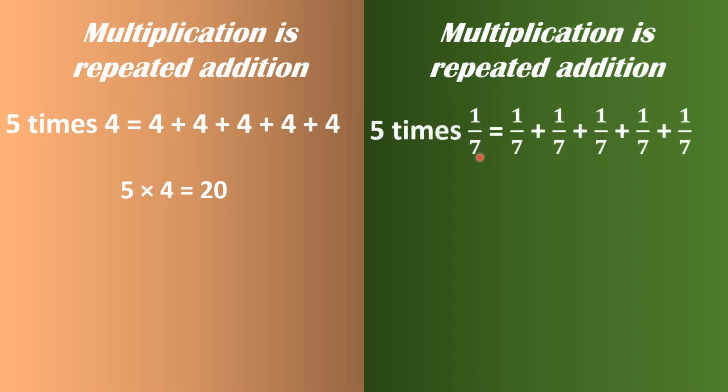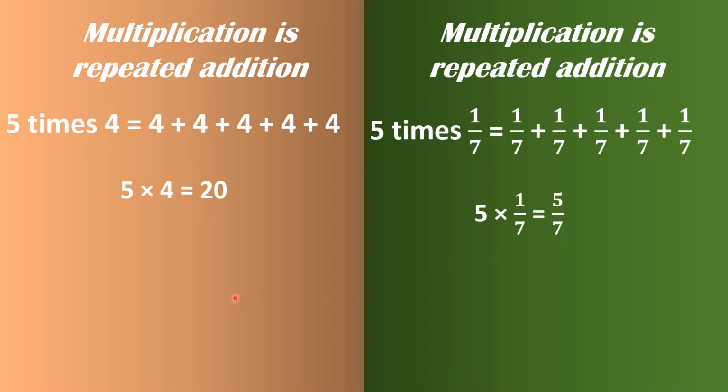In a similar way, let us take 5 times 1 by 7. Here 1 by 7 is a fraction and 5 is a whole number. 5 times 1 by 7 equals 1 by 7 plus 1 by 7 plus 1 by 7 plus 1 by 7 plus 1 by 7. And we can write it in the form of multiplication. 5 multiplied by 1 by 7 equals 5 by 7.